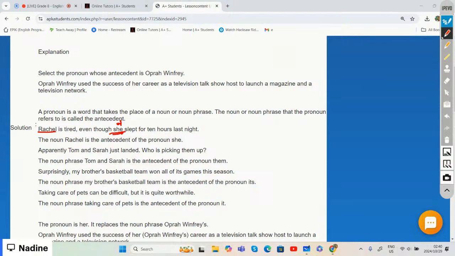Apparently, Tom and Sarah just landed. Who is picking them up? So our noun phrase within that sentence is Tom and Sarah. We would say that Tom and Sarah is the antecedent of the pronoun them, because it's referring to more than one. So Tom and Sarah is the antecedent of them.